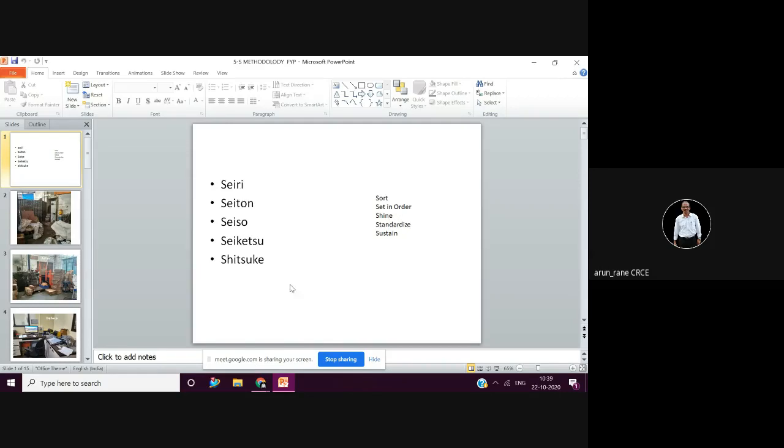Then third is Seiso. This is a Japanese word, and this is the meaning in English. Seiso means shine. See, 99% of the problems occur because you don't clean your equipment properly and you don't do preventive maintenance. That is 99% of problems, because you don't clean properly and you don't know how to operate. These are the two problems.